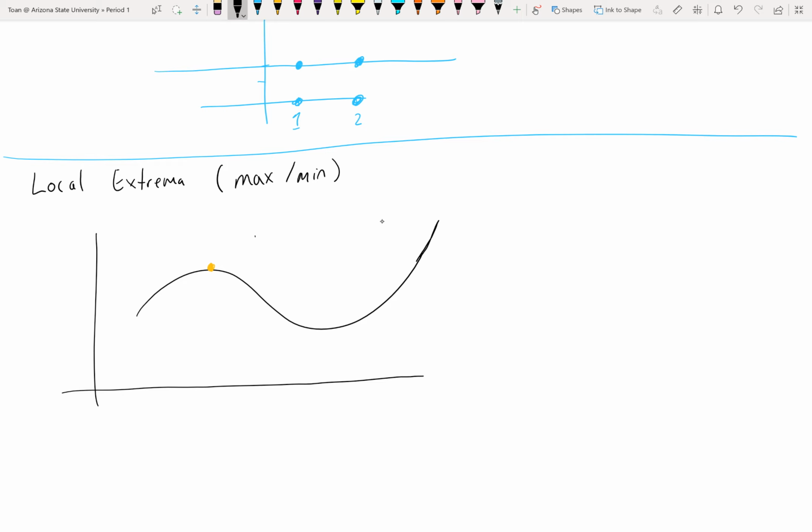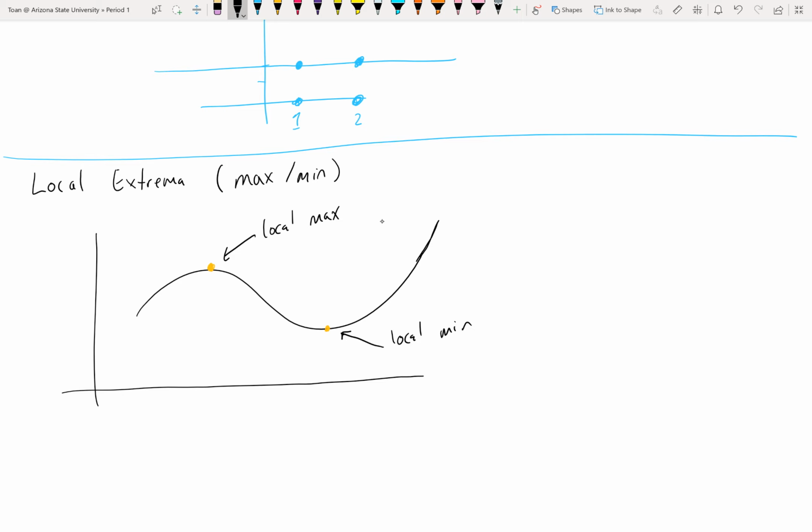So that's what we call local min and local max. This right here is a local maximum. And of course down here would be a local minimum. How do we find these local mins or local maxes? That requires a little bit of calculus.